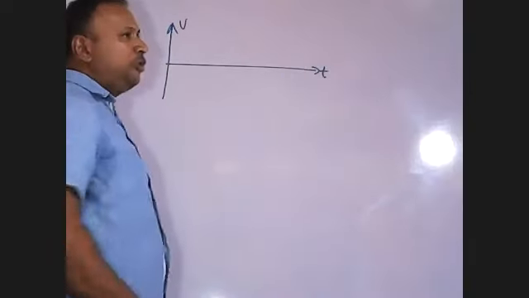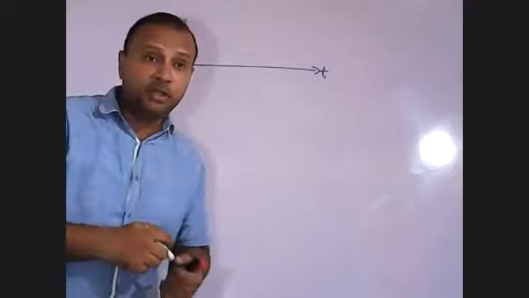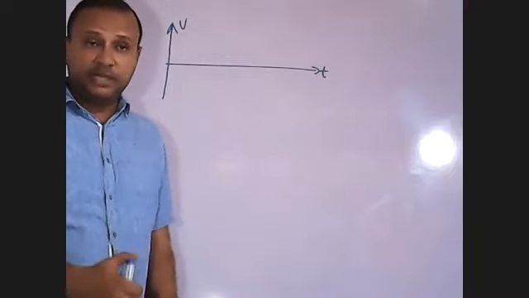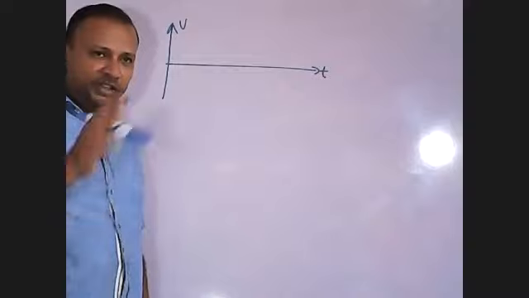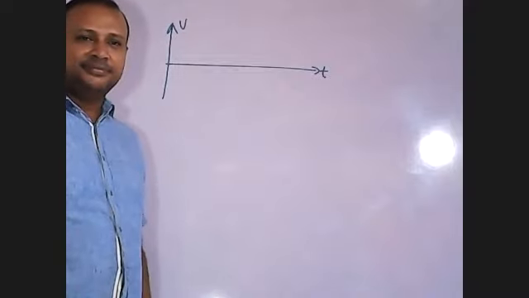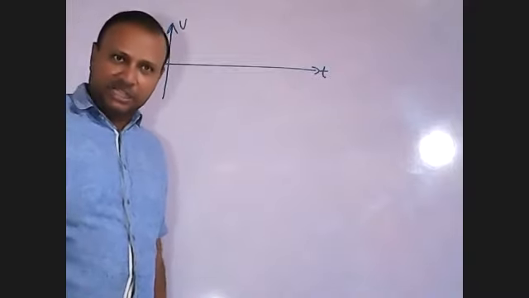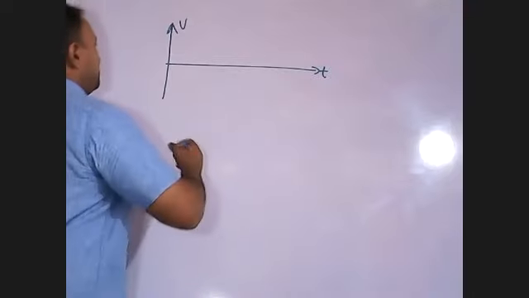Okay. So how to find the displacement using a VT curve? How to find the displacement? Area under the curve.